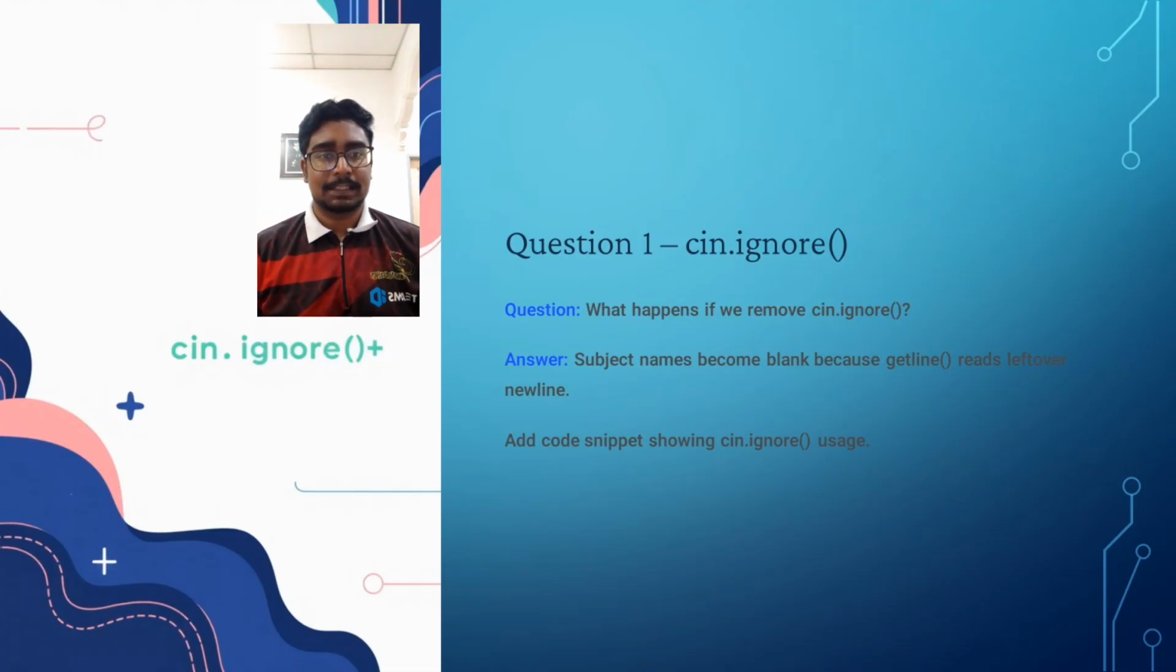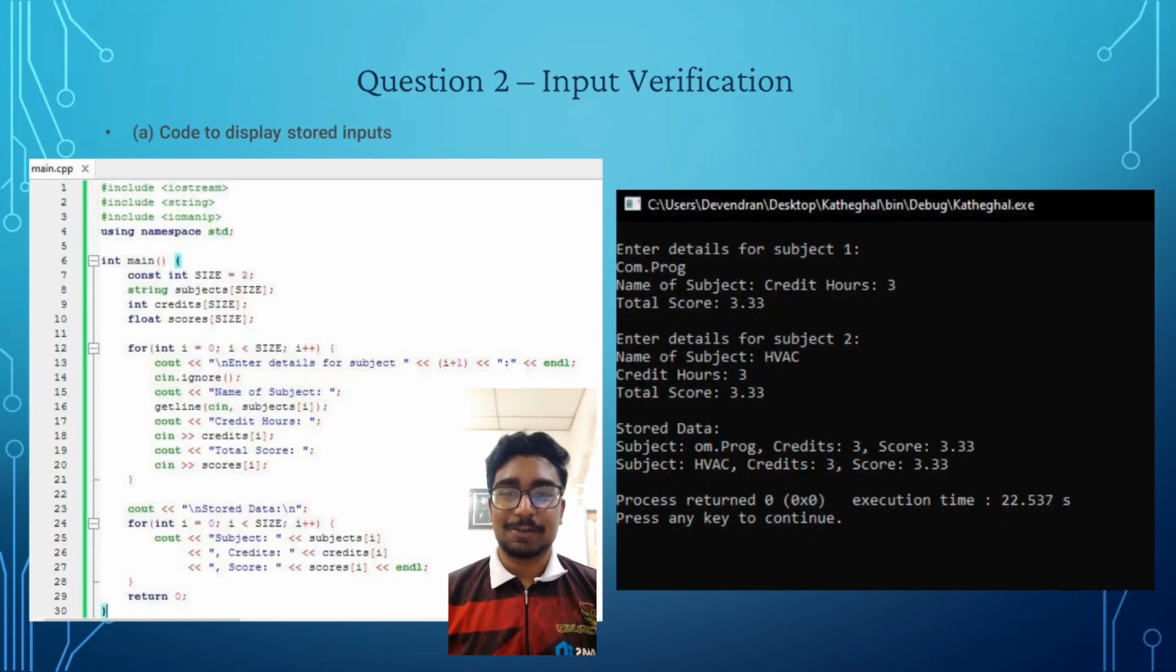The first question asks about the role of cin.ignore and what happens if we remove it. Without it, the newline left in the input buffer after cin >> credits will be consumed by getline, causing the subject names to appear empty. That's why cin.ignore is necessary before using getline. Now let's get into question 2.